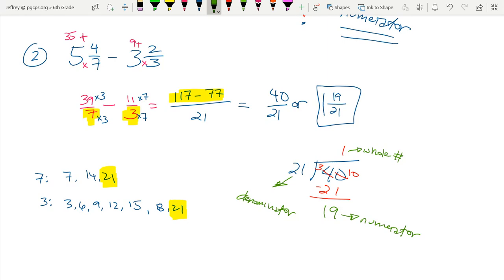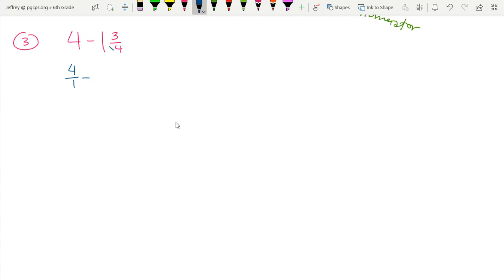Now, let's try to do the next problem. For number 3, let's try to have a whole number, 4 minus 1 and 3/4. Now, there are 2 ways to do this. I'll show you the first way. The usual way is we use 4 as an improper fraction. So it's going to be 4 over 1 minus, then change the 1 and 3/4 into an improper fraction.